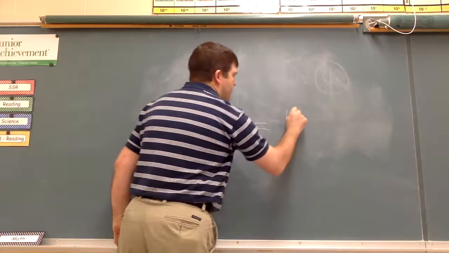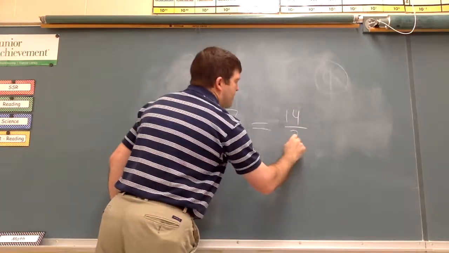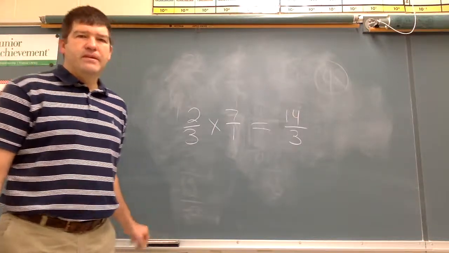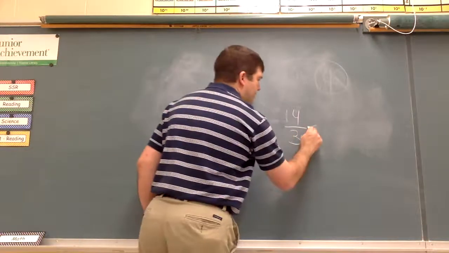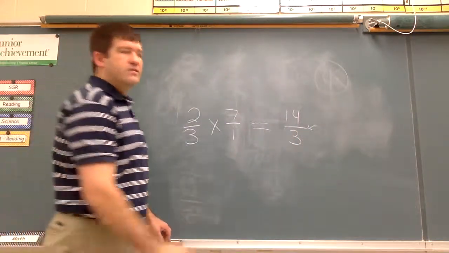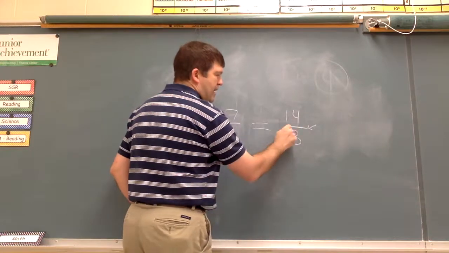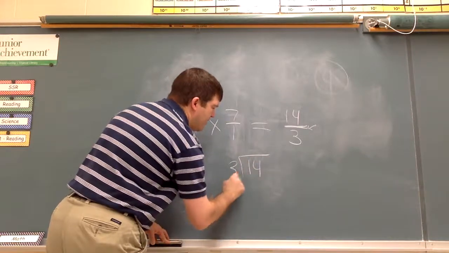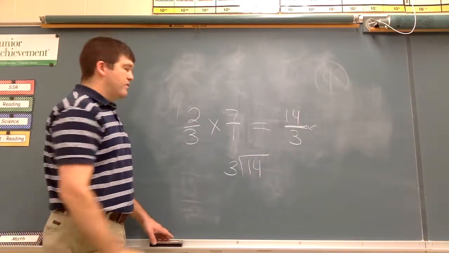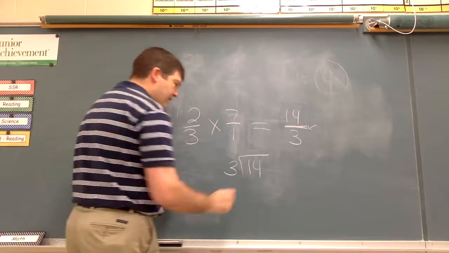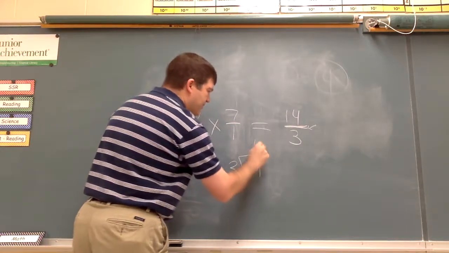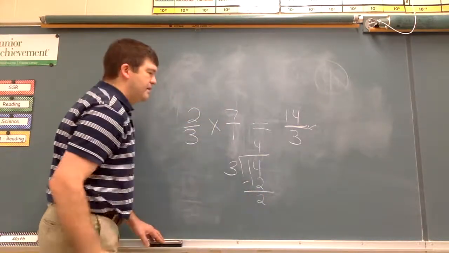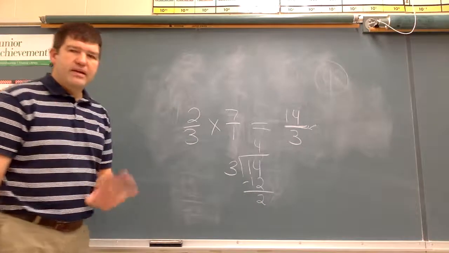So 7 times 2 is 14, 3 times 1 is 3. Now I have an improper fraction, and I want to make that into a mixed number. So what I'm going to do is this right here is my division. So it's 14 divided by 3. I look at this, it goes in 4 times. 4 times 3 is 12. Subtract that out, I have 2. Now I can't get any more 3's into that, so I'm done.